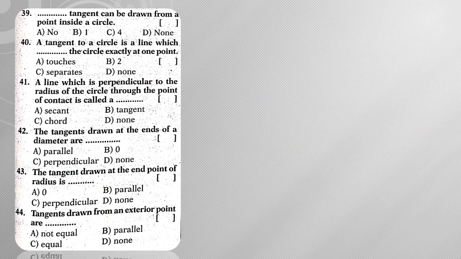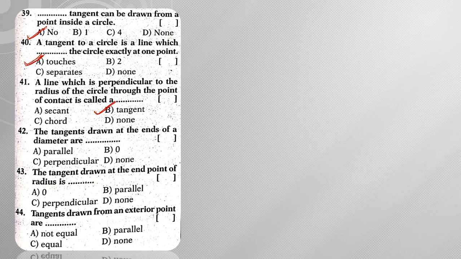Next, question number 39. Dash tangent can be drawn from a point inside the circle. So no tangents can be drawn from a point which is inside the circle. Next, a tangent to a circle is a line which dash the circle exactly at one point. So it touches the circle at exactly one point. A line which is perpendicular to the radius of the circle through the point of contact is called a tangent.